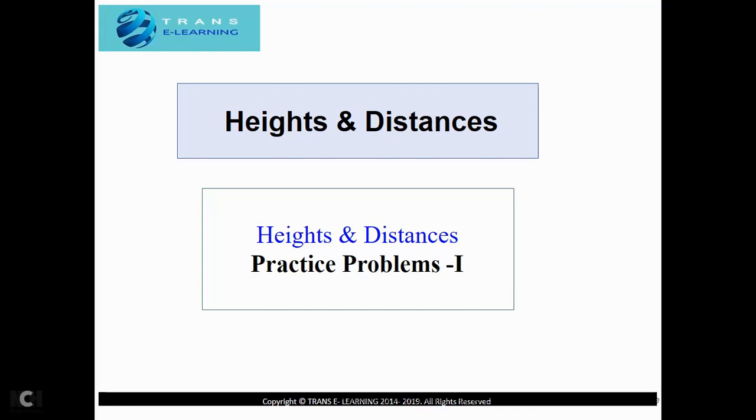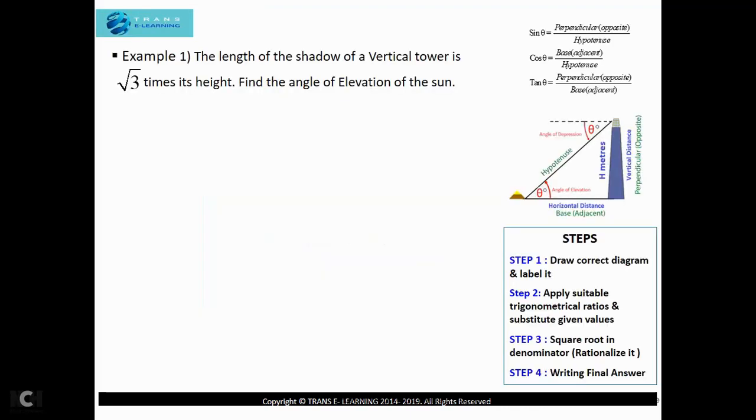Today we'll be discussing heights and distances, and in that we'll be covering the practice problems related to heights and distances. So let's start. You can see here we have the first example.